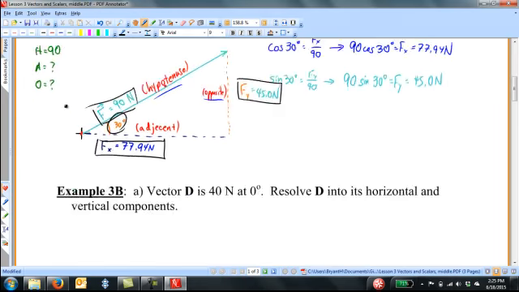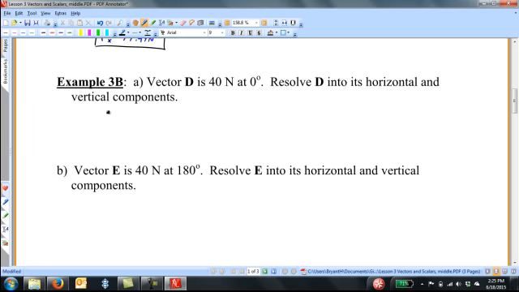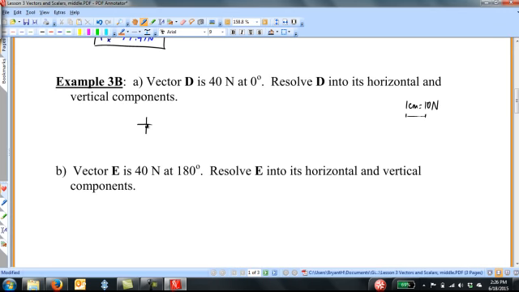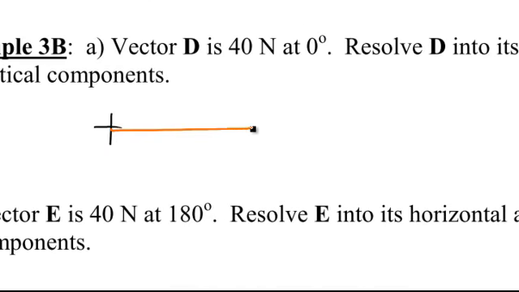Let's look at another example. Example 3b, part A. Vector D is 40 newtons at 0 degrees. Resolve D into its horizontal and vertical components. I'll choose to use the same scale in this vector as I did in the previous one. 1 centimeter is equal to 10 newtons. So on my scale here, I choose a coordinate system that has an origin at a certain point, and I draw a vector that's 4 centimeters long.